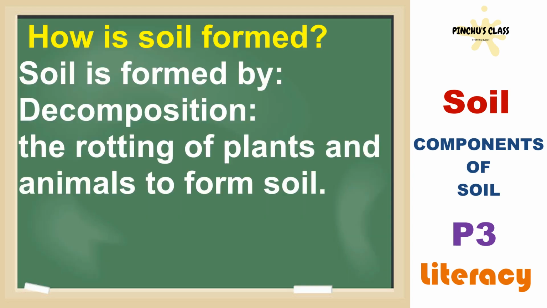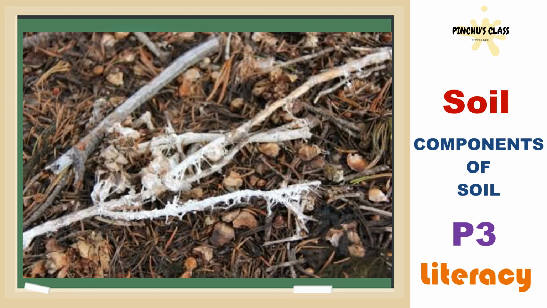And then the second one is decomposition. When plants and animals die, they start rotting. And when they rot, you know what happens? They form soil. Yes, the rotting of plants and animals forms soil. That is what we know as decomposition. So that's how soil is formed. So that's why they tell you, hey, collect those leaves there so that they can rot and they form soil.